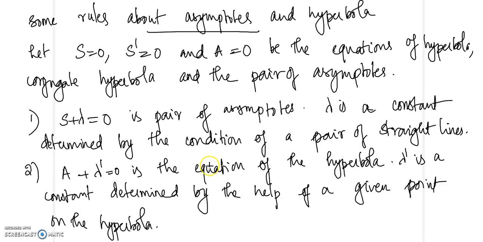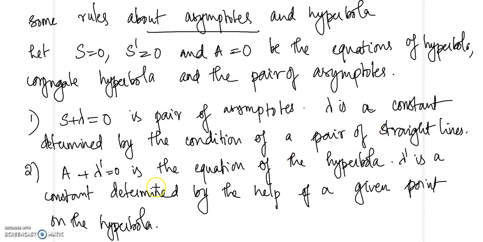Let us look at some rules which are connecting the asymptotes and the hyperbola. So let me take capital S to be the equation of hyperbola, S dash to be the equation of conjugate hyperbola, and A equal to 0 to be the equation of pair of asymptotes. We have seen that when you take S plus lambda, it will give the equation of pair of asymptotes, and lambda is a constant which is determined using the condition of pair of straight lines. That is what we have just seen.